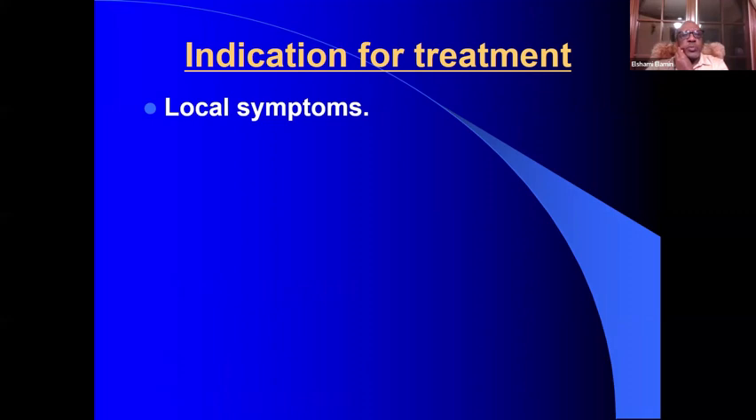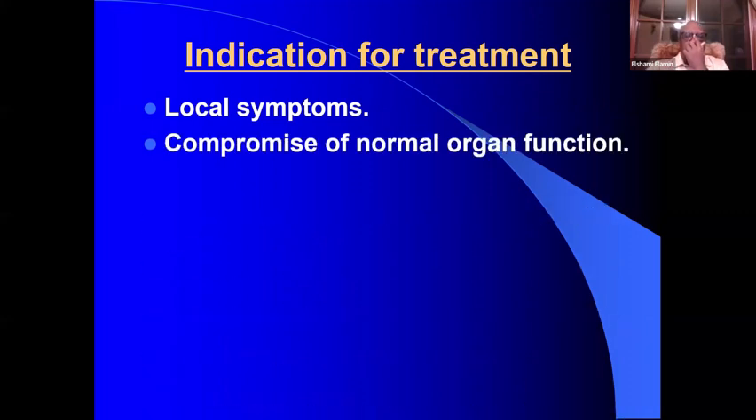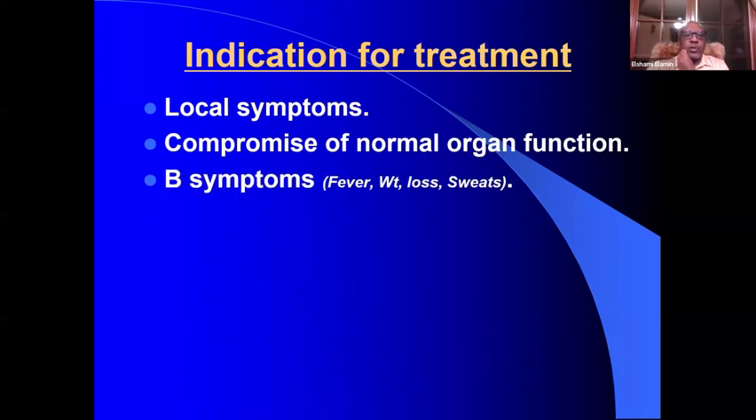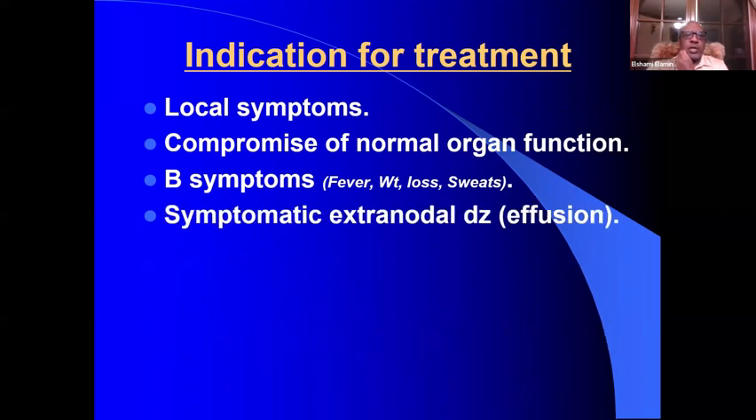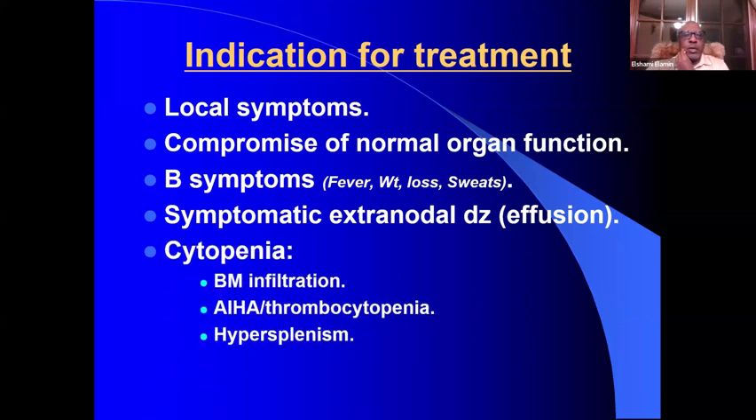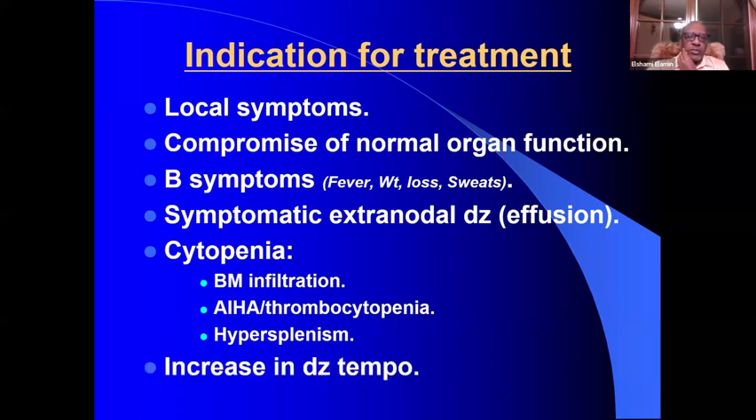We treat for local symptoms if the tumor compromises normal organ function, blocks something, airway, kidney. The symptoms: fever, weight loss, sweats, night sweats, that's an indication. Symptomatic extranodal disease like pleural effusion, cytopenias, which may indicate bone marrow infiltration, or autoimmune hemolytic anemia, or thrombocytopenia, hypersplenism. Then we treat those. So those are the indications to treat lymphomas. Increase in disease tempo, if there is rapid progression of lymphadenopathy, that's an indication for treatment.